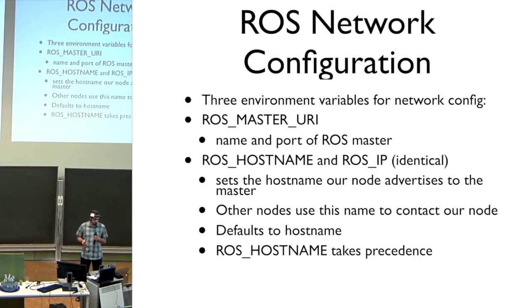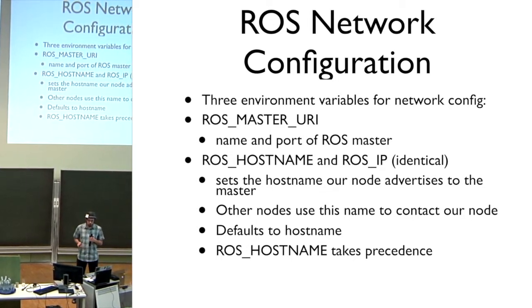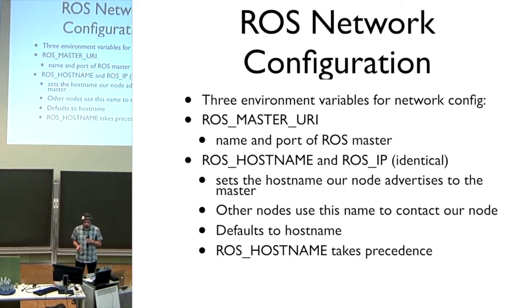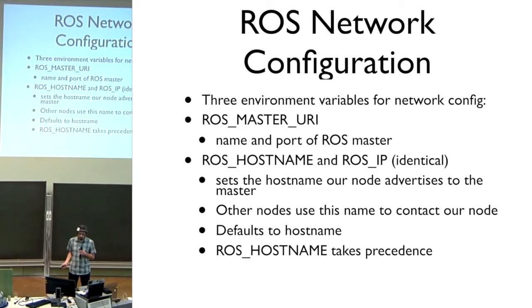And that's important because that sets the host name that your node uses whenever it publishes a topic. When it publishes a topic, it uses either the machine's host name, ROS hostname, or ROS IP as the host name other nodes will use to get in touch with it. So, for example, if there's no DNS for your host name, and you try to do a subscribe, it's going to fall apart. But if you set ROS hostname to your IP address, it actually works.